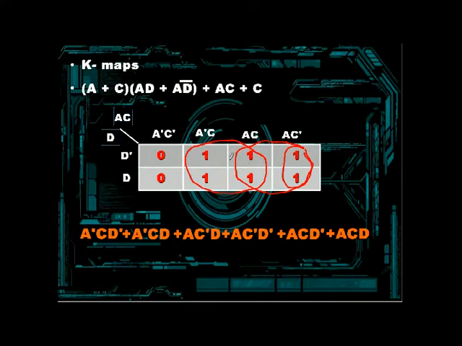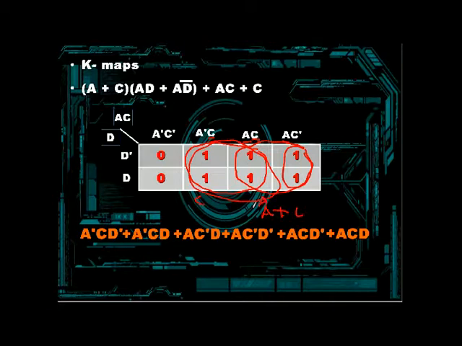So what do those four represent? Those four represent A, C and C naught. What's common between them? A and C naught, they're not common. D and D naught are not common. What's common between those four? It's going to be the C. So I'll have A plus C. This is the C and this is the A.